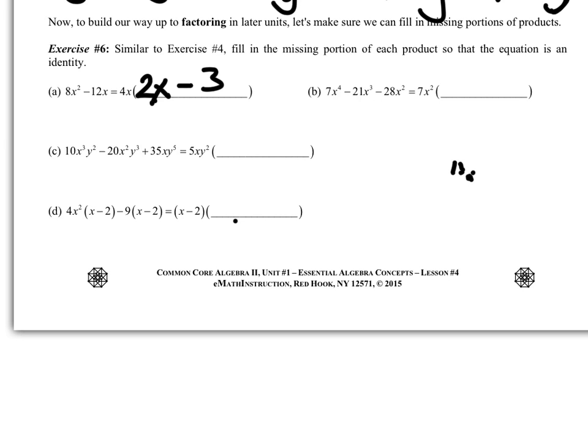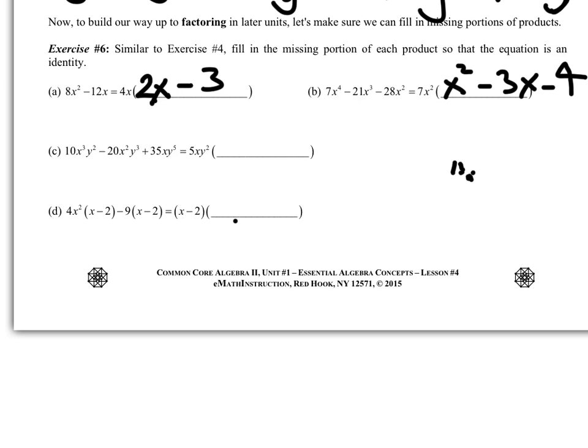Let's take a look at B. 7 divided by 7 is 1. I don't need to write the 1 down. x to the 4th divided by x squared is x squared. And I'm just going to keep going a little more quickly here. I'll have x squared minus 3x minus 4. Forgot the x there. I need to write that in.